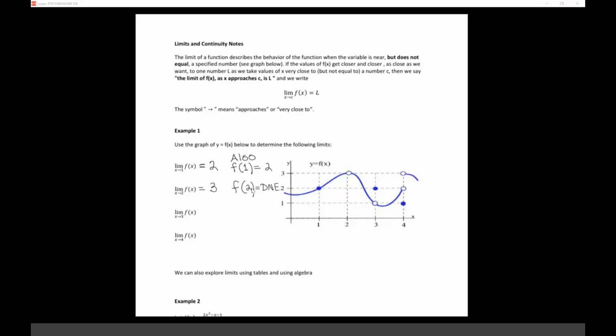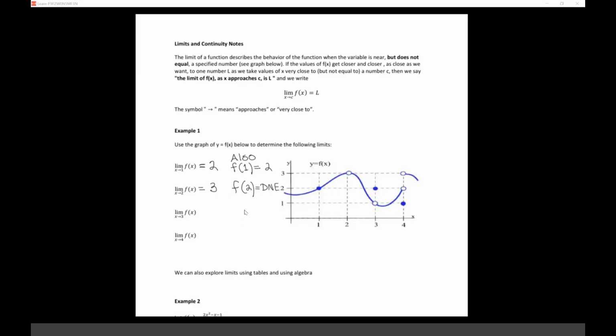So I'm trying to highlight the difference here between the limit and the function value. Here's a hole, and you can see these don't match. In the first case they matched because it was a nice smooth function. Questions so far?